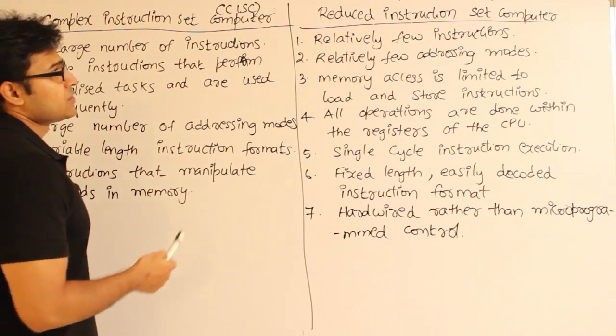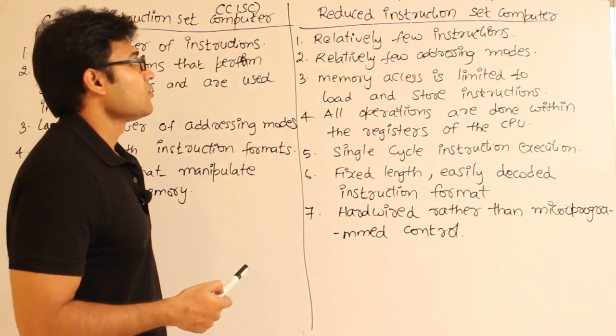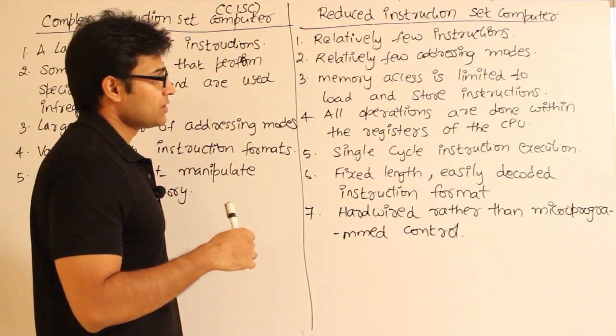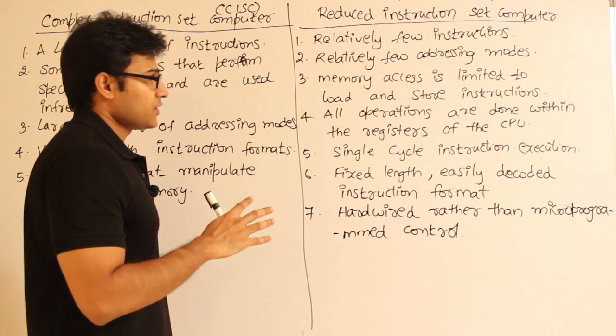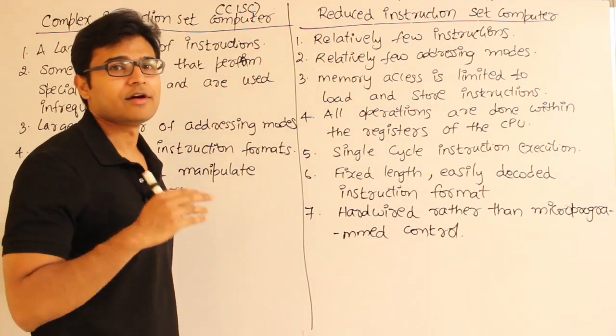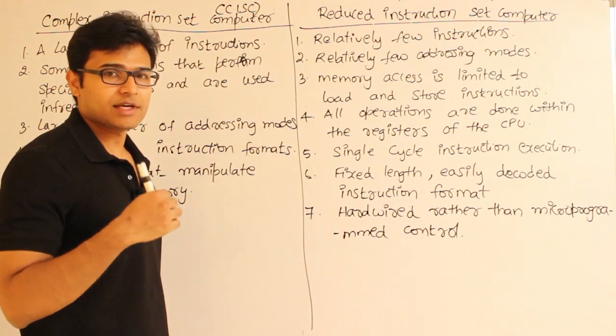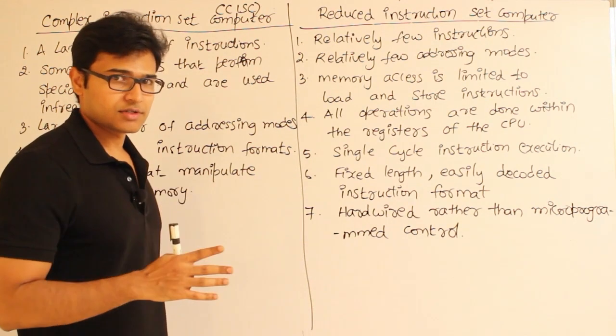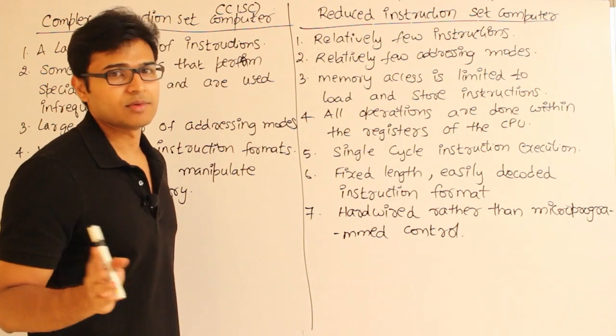And the next one is reduced instruction set computer. So these computers will have only the instructions which are strictly required. If a task can be done using the existing instructions, for that task no operation will be provided.